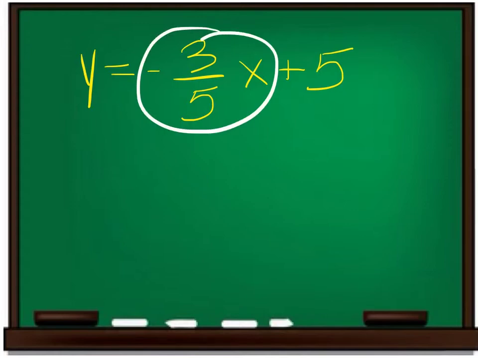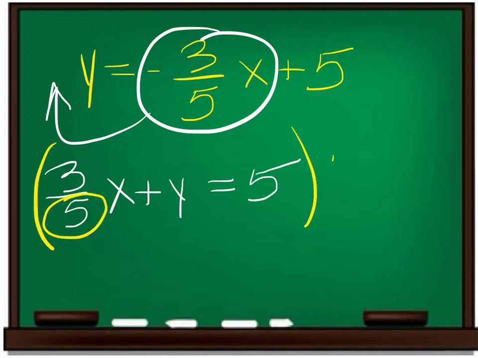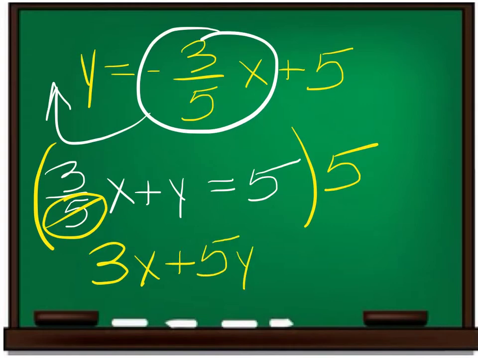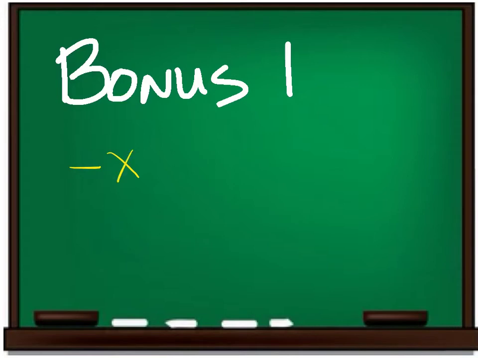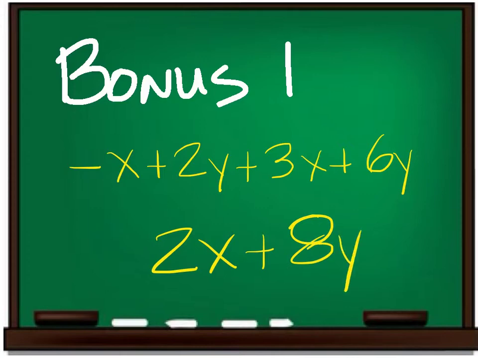Move this to the left, you should have 3/5 x plus y equals 5. Multiply everything by 5 to cancel out that 5. You're left with 3x plus 5y equals 25. Answer to the bonus should be 2x plus 8y.